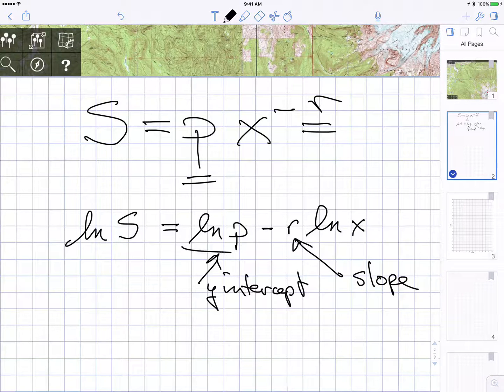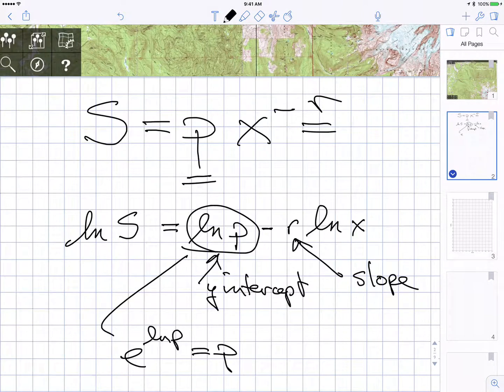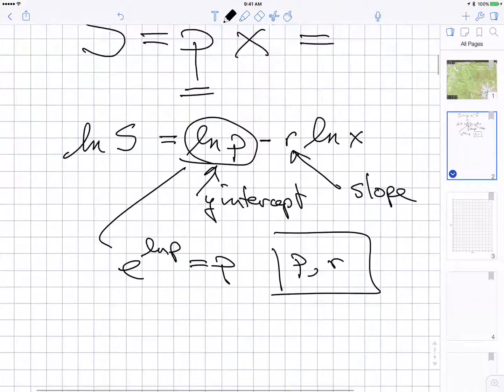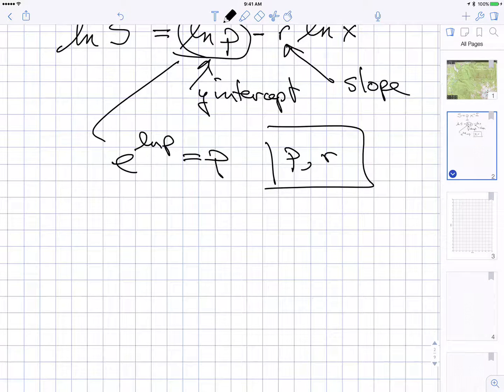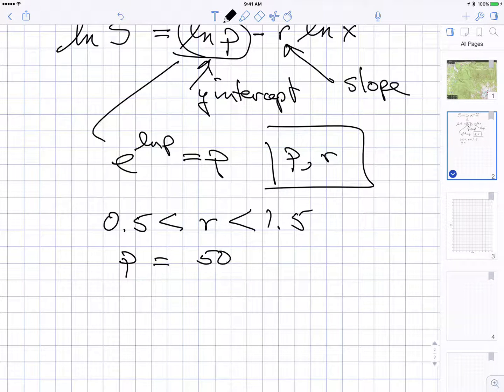Once we know the y-intercept as the natural log of p, we can easily exponentiate it to get the value of p we want. So we then will have values of p and r that describe our volcano. Typically what you will find is that your values of r will be greater than about 0.5 and less than something like 1.5, and values of p will be in the, say, 50 to 5,000 range. But they're going to be numbers of about that sort.